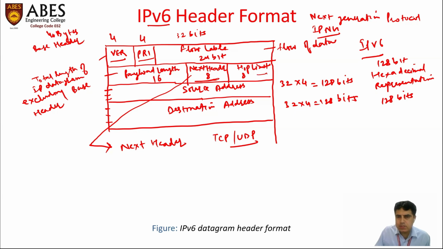Next is hop limit. This is an 8-bit field similar to TTL. This is the lifetime of the packet. Maximum is 255. Next is source address, which defines the host from which the IP datagram is originating. This is a 128-bit hexadecimal address. Similarly, this is the destination address where to transmit the frame. This is also a 128-bit hexadecimal address.